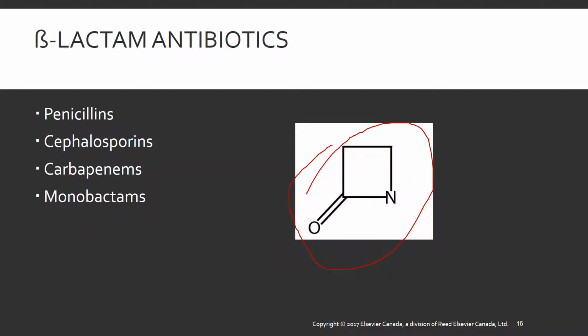So now let's talk about our beta-lactam antibiotics. These are our penicillins, our cephalosporins, carbapenems, and monobactams. As you can see at the side here, this lovely little image is a beta-lactam ring. And as we talk more about penicillins, you will see that this beta-lactam ring is a critical component of their molecular structure.